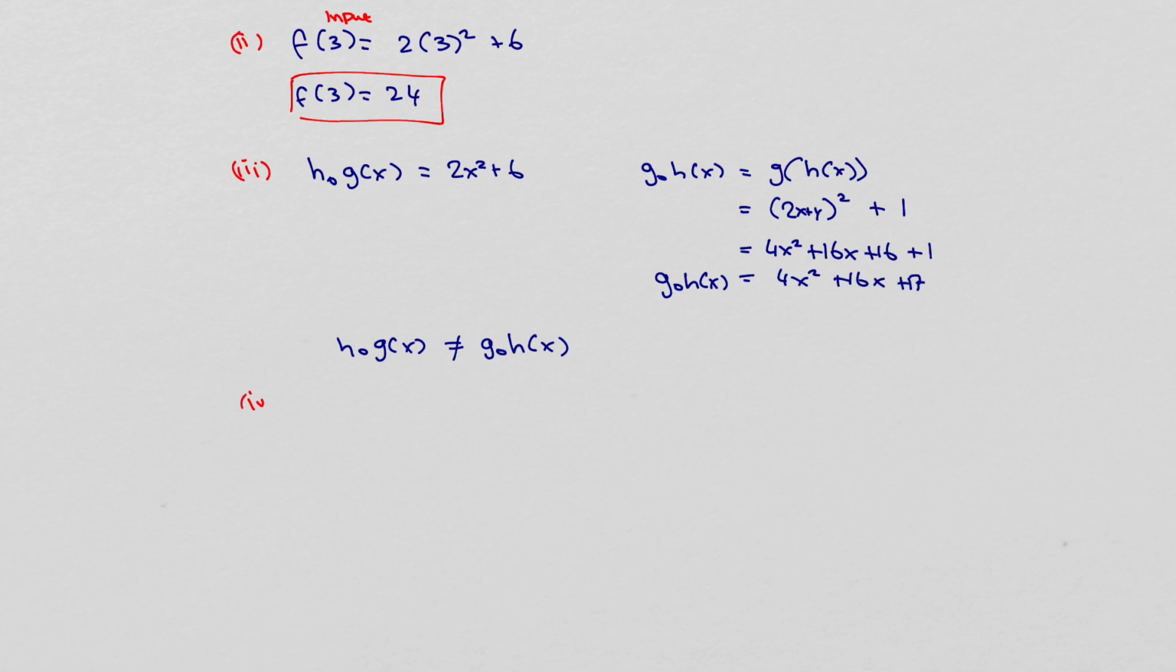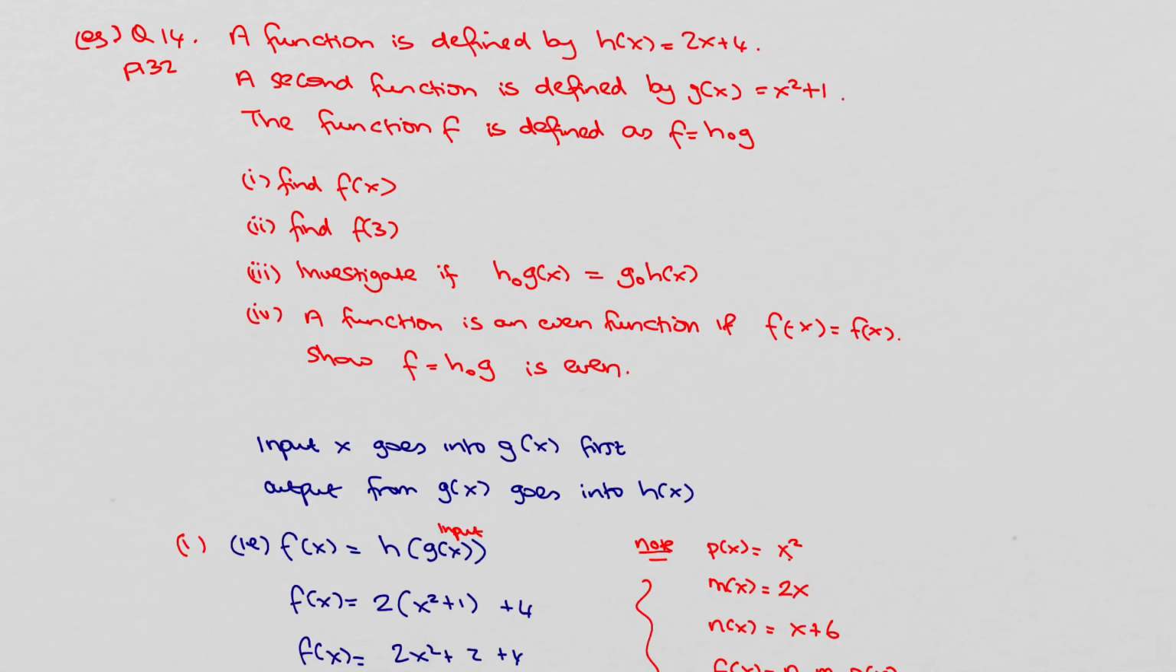Okay, and the last one then says, well, is this an even function? So we're told the definition of an even function is if I input minus x into my function, then I should get the same answer as if I input x into my function. So of course f of x is defined as 2x squared plus 6.